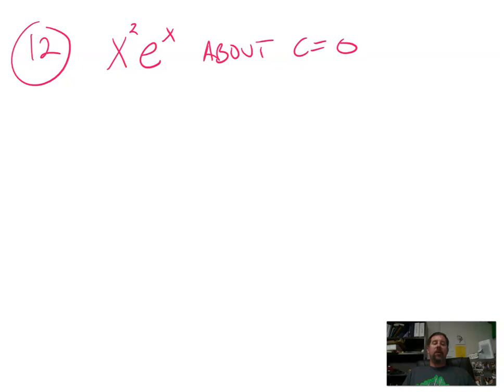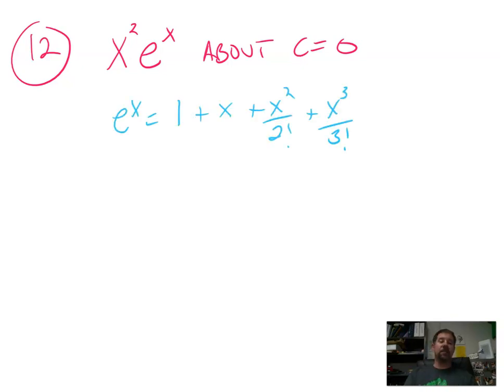But again, we don't just have to use substitution. We can also use multiplication sometimes. In this case, we know e to the x is 1 plus x plus x squared over 2 factorial plus x cubed over 3 factorial plus dot, dot, dot. But I know that one, so if I want the one for x squared e to the x, I can just take this Maclaurin series and multiply everything by x squared.